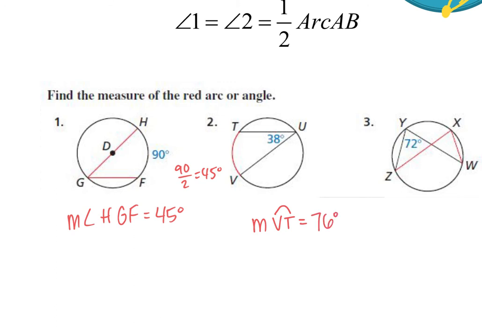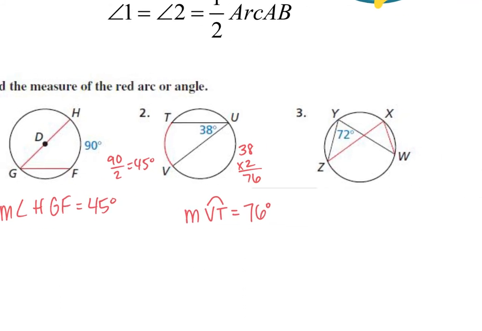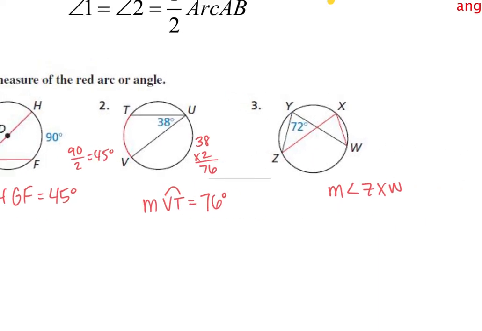76. Why? Good. You take 38 and you multiply it by 2 and you get 76. Excellent. All right. What would be the measure of the angle ZXW? This is the hard one. The measure of the angle ZXW.